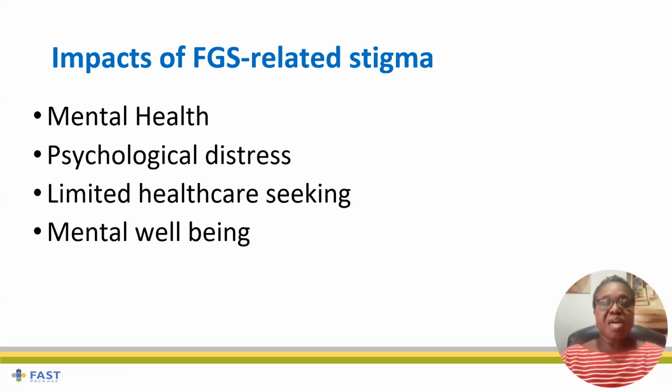Now, if people are stigmatized because of FGS, it affects them in various ways. It affects their mental health. People become psychologically distressed. In the culture from which I come, if you're a woman and you are experiencing the signs and symptoms of FGS, then you are stigmatized, especially where you cannot have children. A woman in a Ghanaian society who has been married and does not have children is stigmatized highly. So it affects them psychosocially, it affects them psychologically, it affects their mental well-being, and it becomes a problem to them.